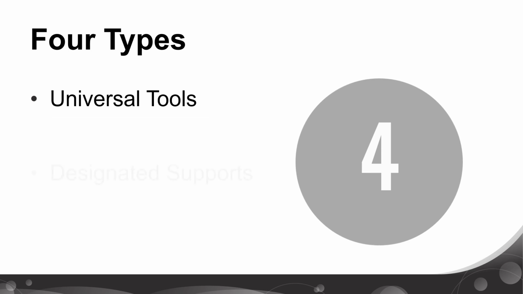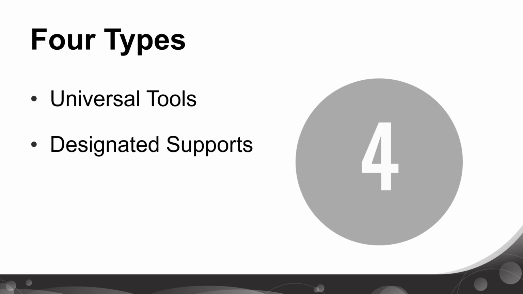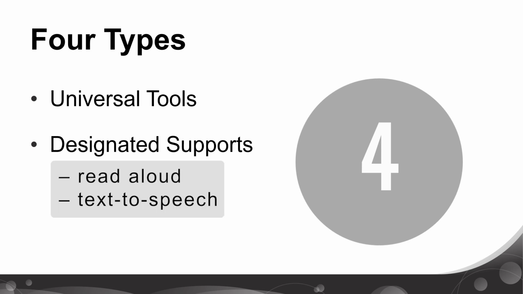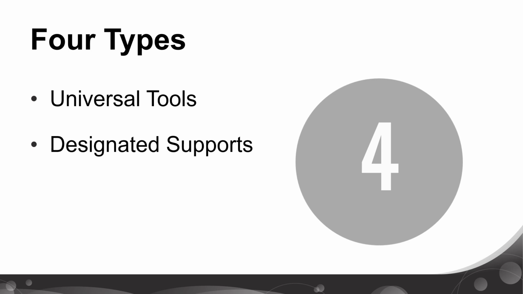Next are the designated supports. They are available to all students for whom a need has been identified by an adult who is familiar with the student's instructional needs. That's right, students do not need an individualized education program, or IEP, or a Section 504 plan to receive designated supports. Examples include read aloud and text-to-speech. Again, any student with an identified need, such as an English learner or a struggling reader, can receive designated supports. The next level are accommodations.